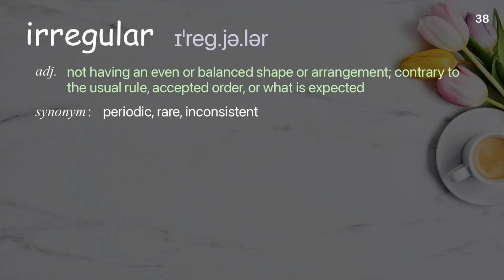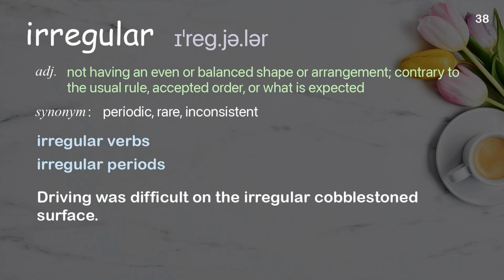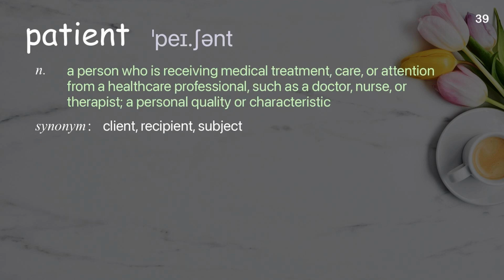Irregular. Not having an even or balanced shape or arrangement, contrary to the usual rule, accepted order, or what is expected. Examples: Irregular verbs, irregular periods. Driving was difficult on the irregular cobblestone surface.